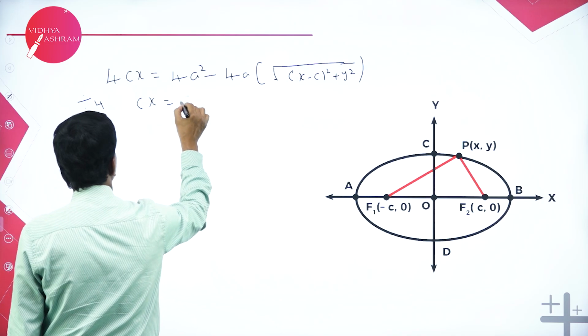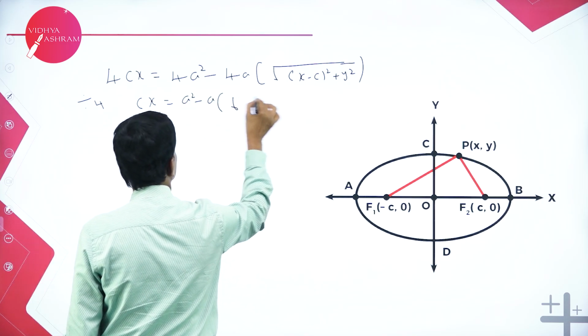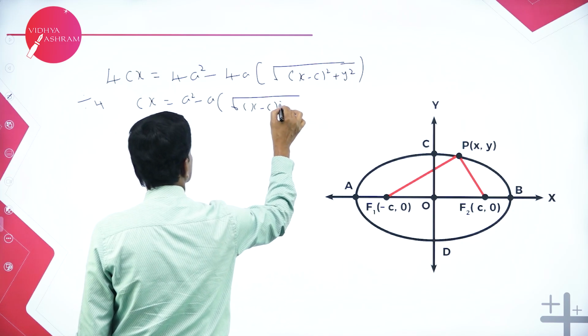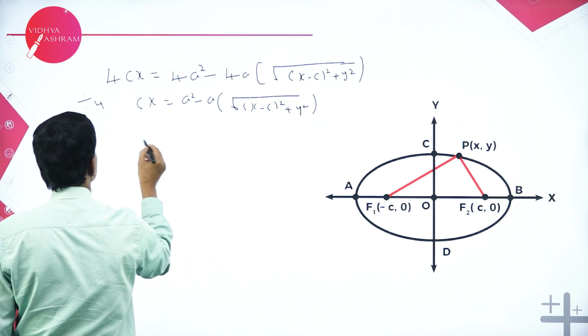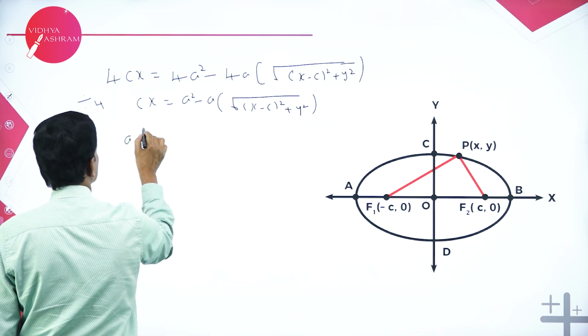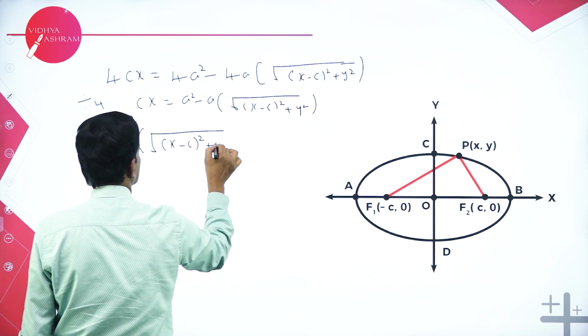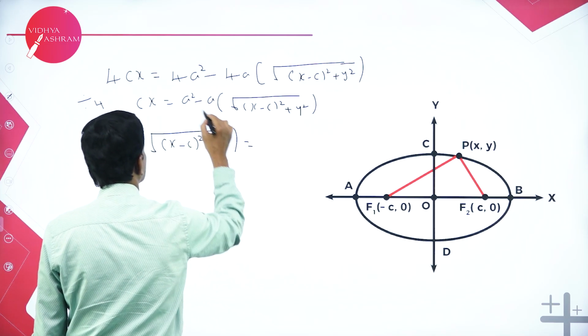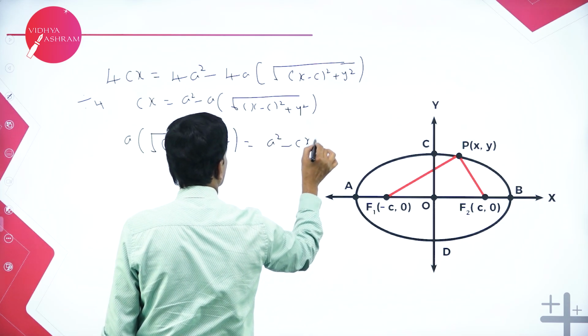Cx is equal to a square, the 4 gets cancelled, minus a into root of (x minus c) whole square plus y square. Now transfer this to the right hand side: minus a becomes plus a into root of (x minus c) whole square plus y square is equal to a square as it is, and transfer plus cx, which becomes minus cx.